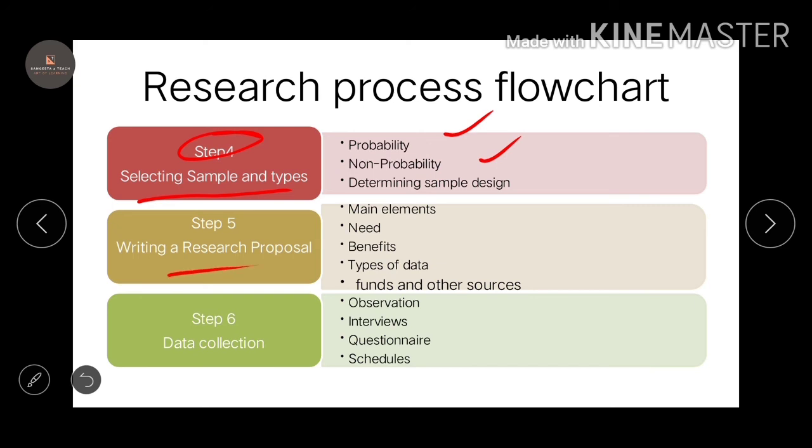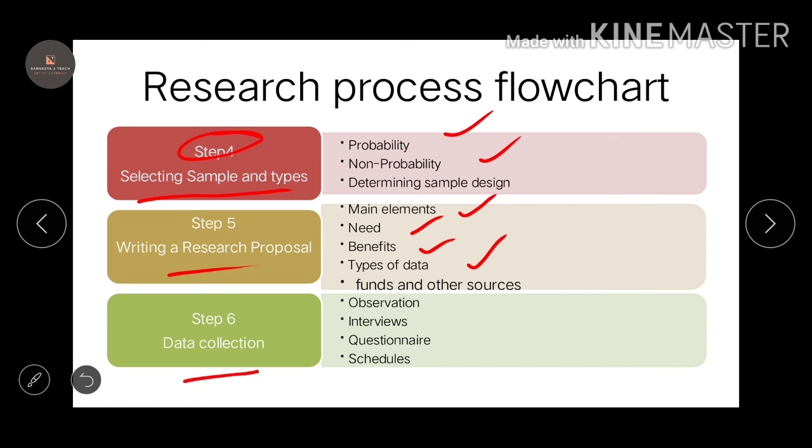And you write a research proposal. So now you understood from where you're collecting the data, what is my research design, and what are the different samples that I'm using. So now you write a research proposal, and the main elements: what is the introduction, what is the problem, what is the need, what is the benefit of this research, and what are the different types of data and funds. When you are doing a research, there is a need of fund or the financial sources that have to help you, and you will also write from where you're receiving the funds and other sources.